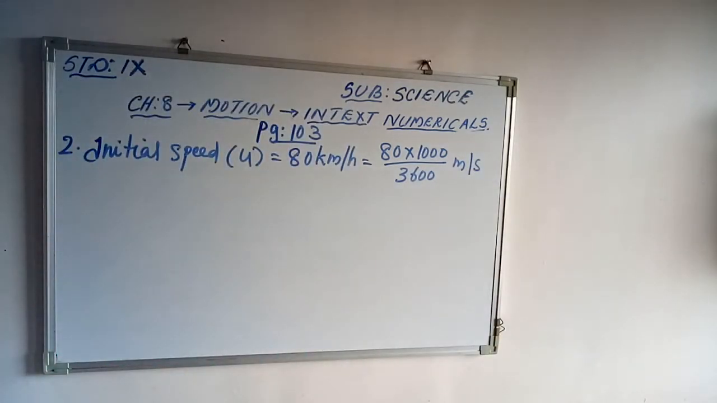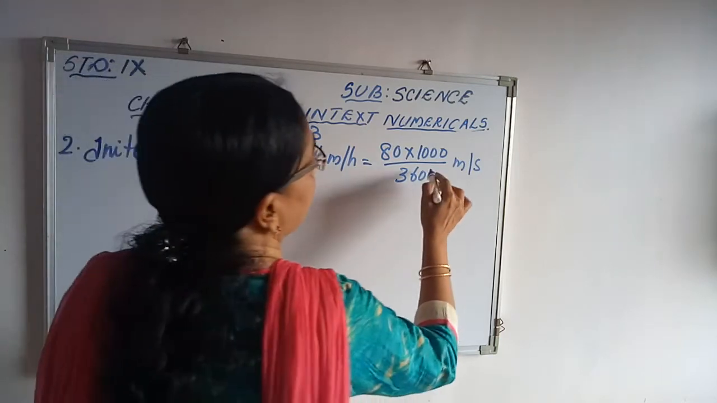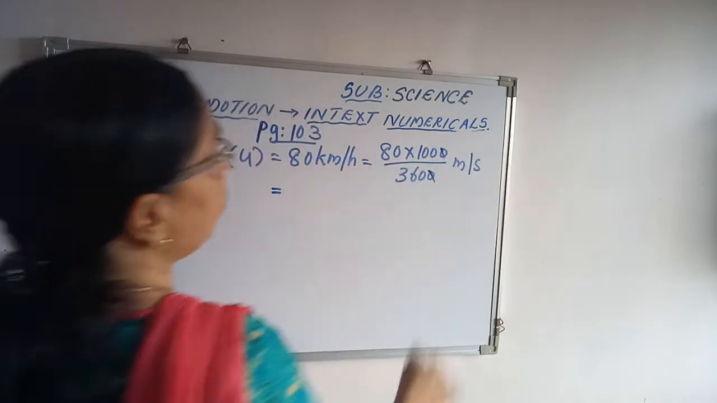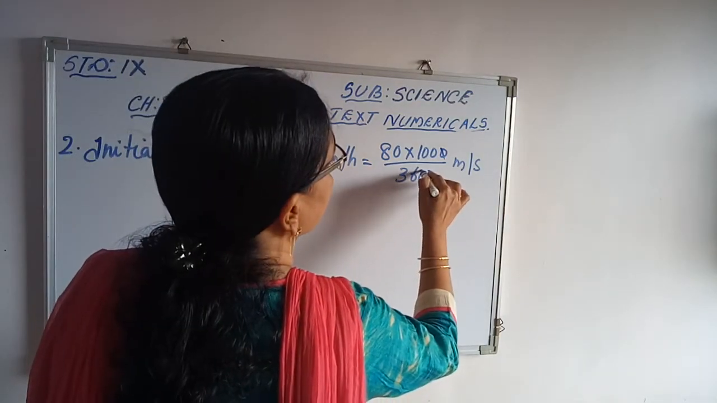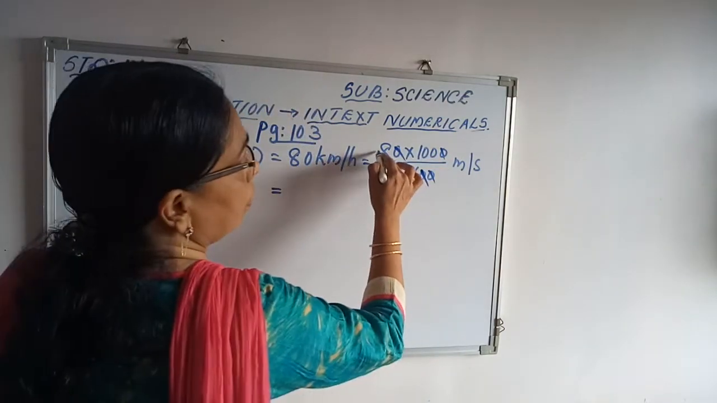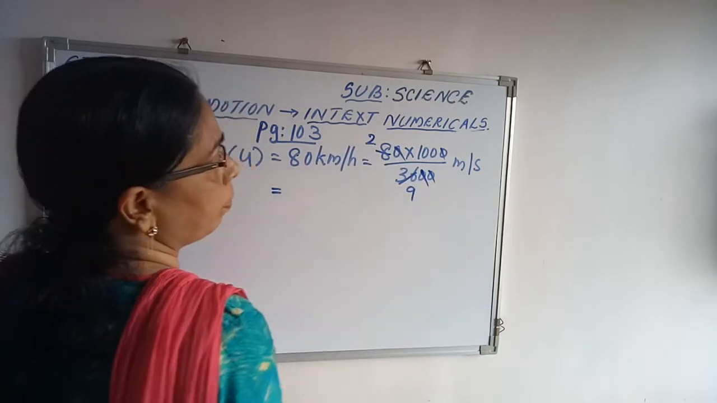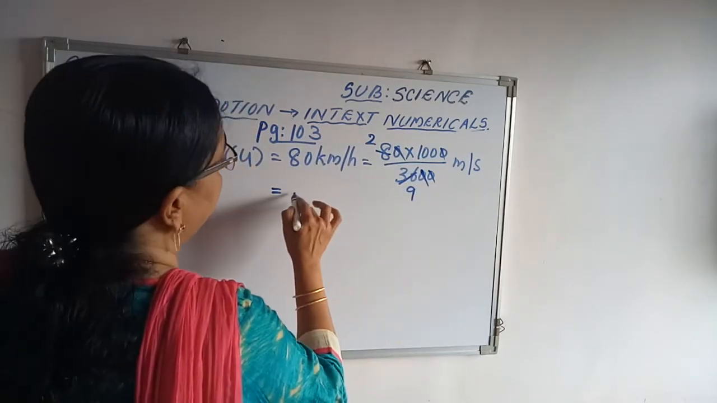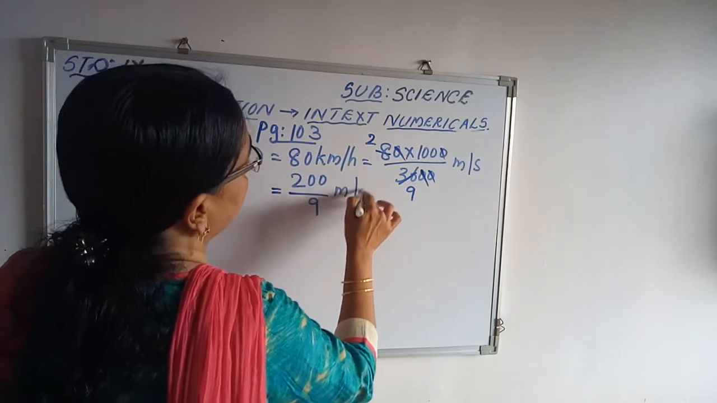Now, that can be written as, simplify that. 0 and 0 gets cancelled. Then, here, 4 2s are 8, 4 9s are 36. Isn't it? So, we get the answer 200 upon 9 meter per second.